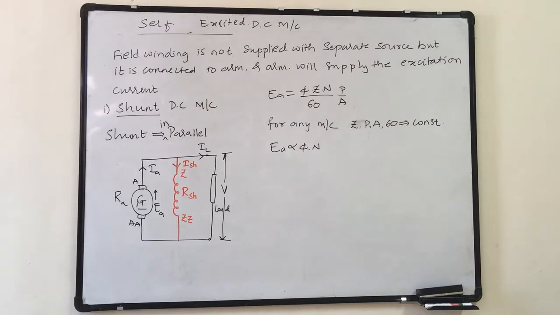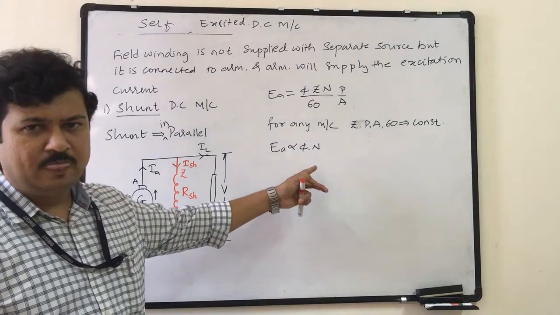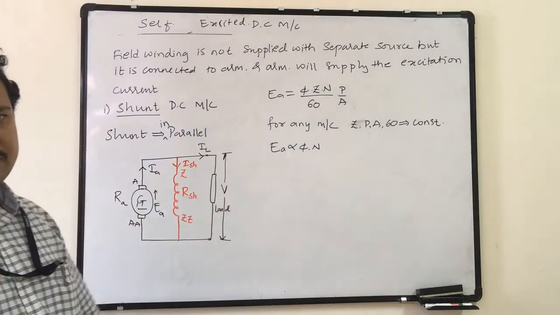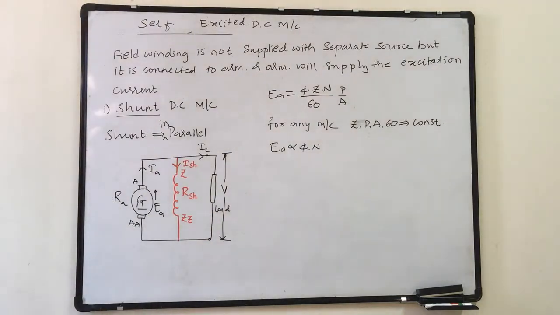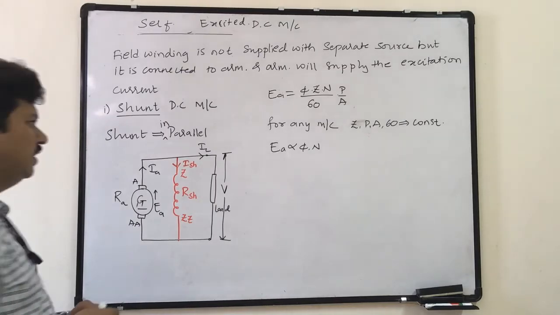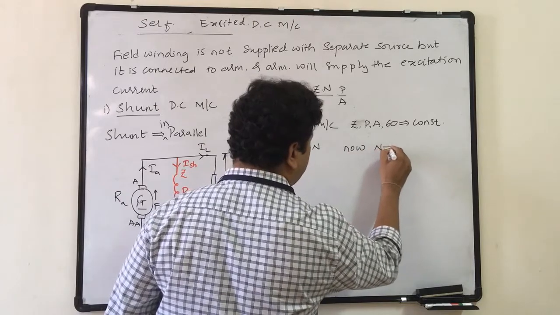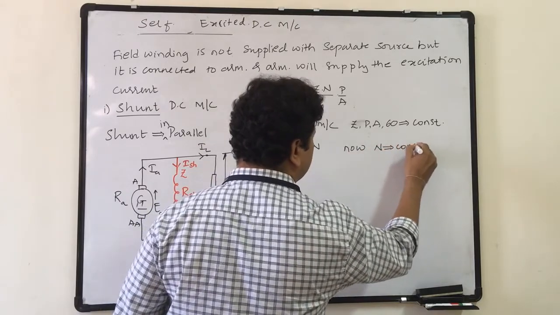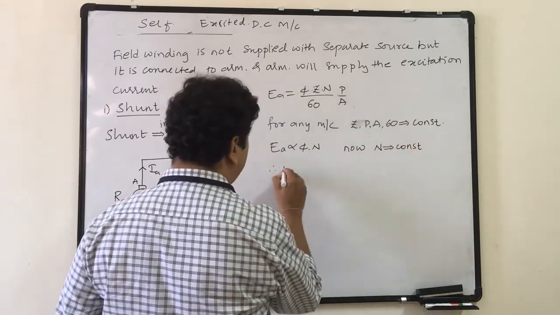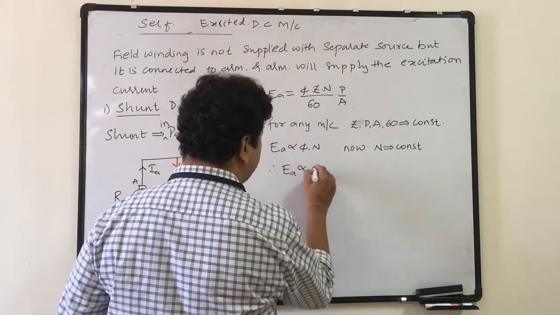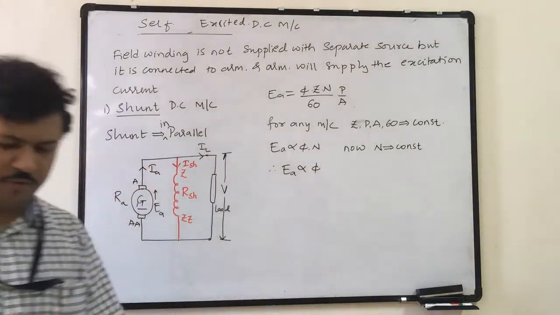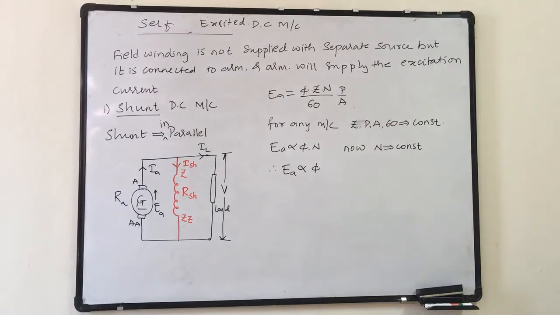Speed is an external quantity because it is given by the prime mover. Once I set the prime mover at a particular speed, my machine will run at that speed at a constant rate. So I will keep n constant. Therefore, my induced EMF depends completely on the flux. It is directly proportional to the flux.